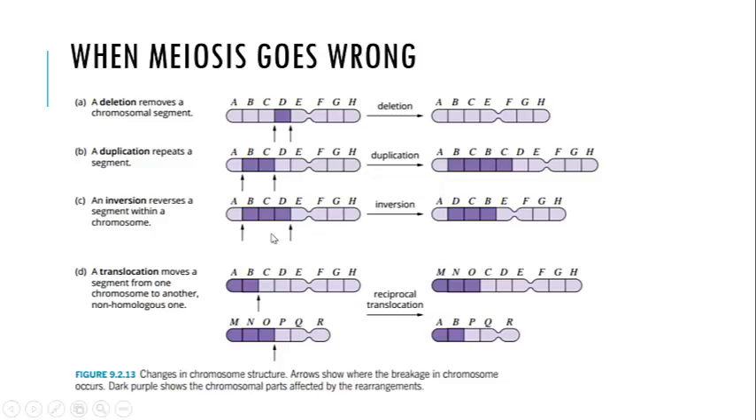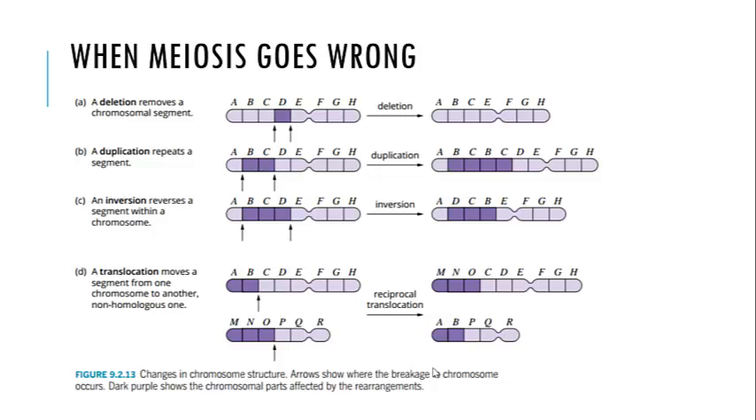Inversion is when we flip these loci along the gene. So you can see here they're no longer in order. And translocation moves a segment from one chromosome to another, but a non-homologous one. So when we're getting that crossing over happening, it's not happening correctly. And this is a reciprocal translocation. So that means they've had to swap each into one another.